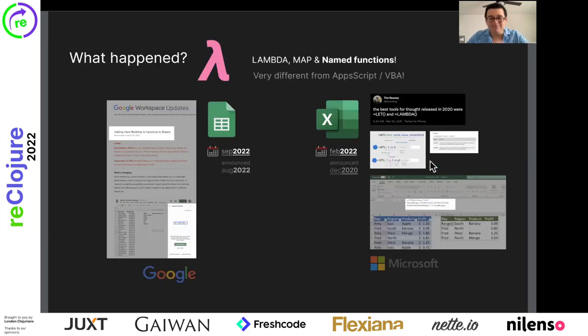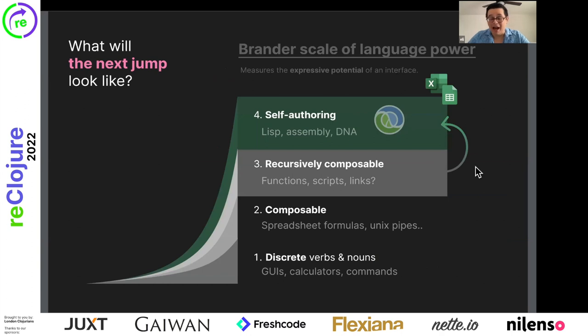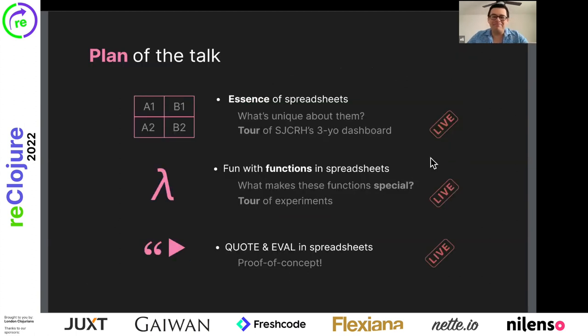And I'm going to be talking about this a little bit, but I'm also, of course, going to be talking about how could we take this to level four? So this was the seed of the talk, thinking about brand versus scale, and just wondering how could we get to the next level if we are already here? And that's going to be the plan of the talk.